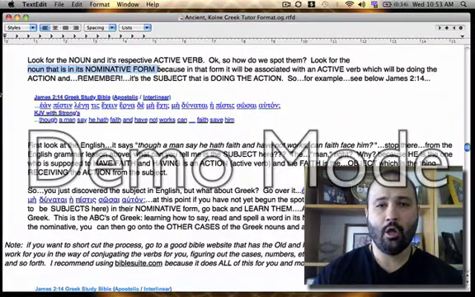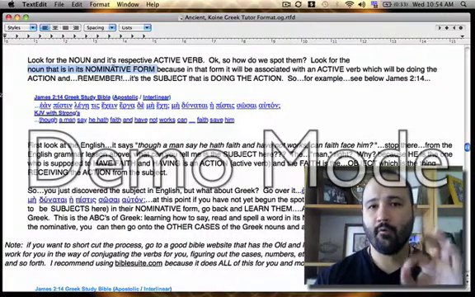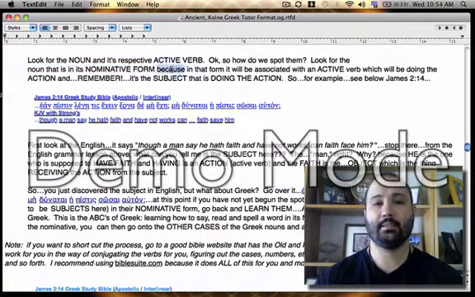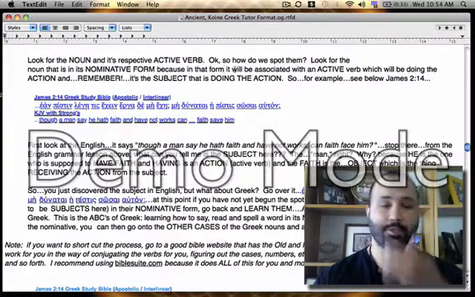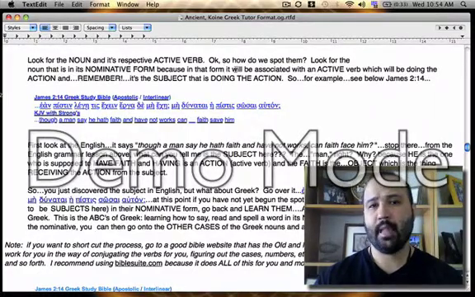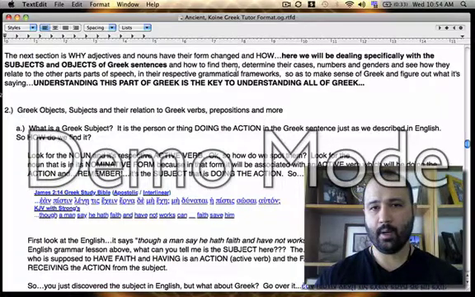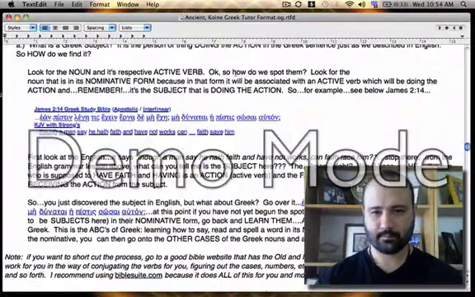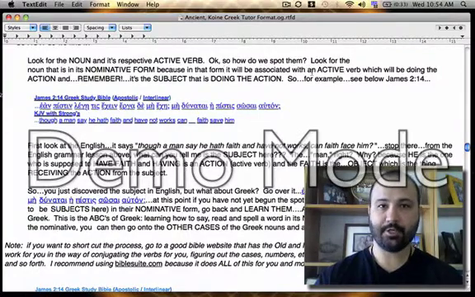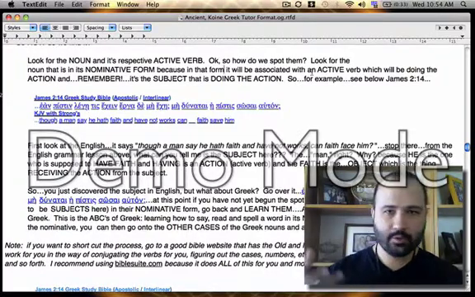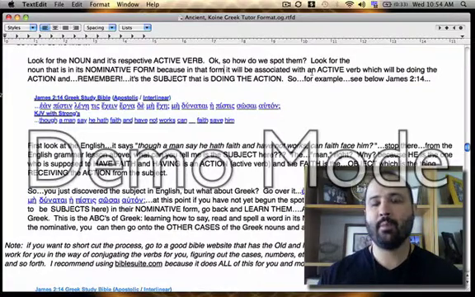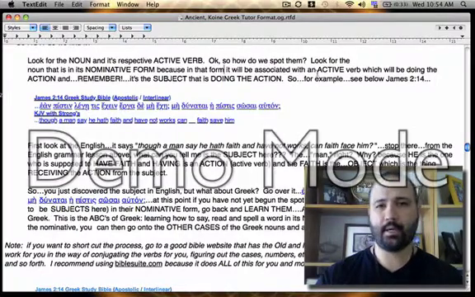Focus on this here with me. Look for the noun that is in the nominative form or case, because in that form or case, it will be associated with an active verb. Now, if you don't know at this point what an active verb is, go back to the English part 1 up here, where we went over English grammar rules, and learn. An active verb is a verb that does action, like walking, rowing, striking, eating. Those are actions, what I just described. They're verbs, but more specifically, they're active verbs, and they're doing an action upon an object.